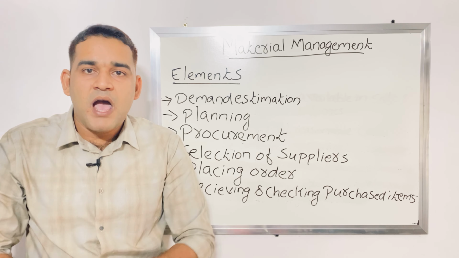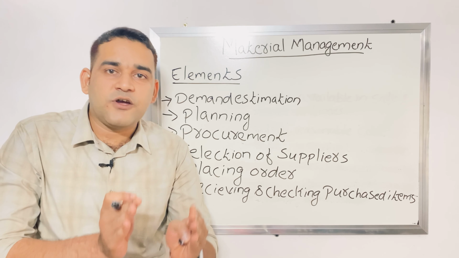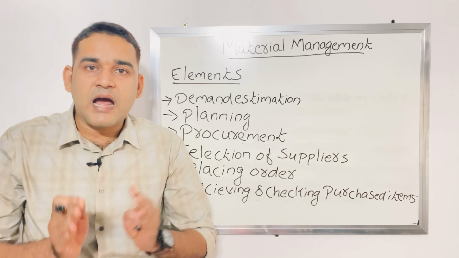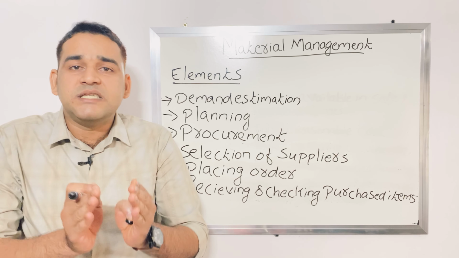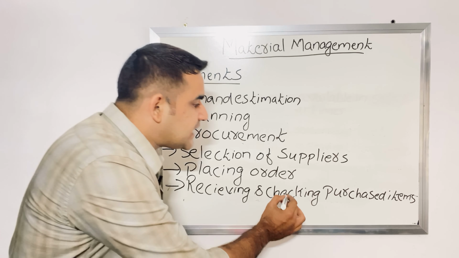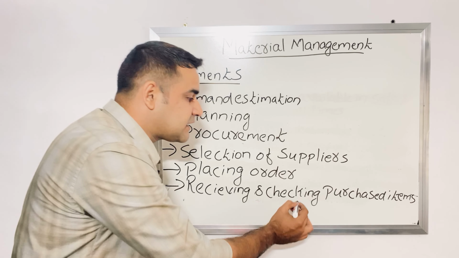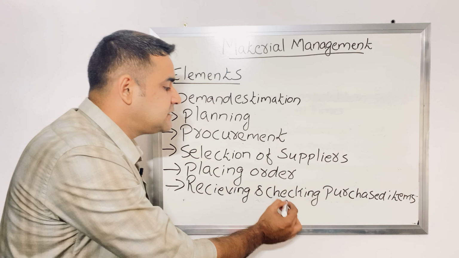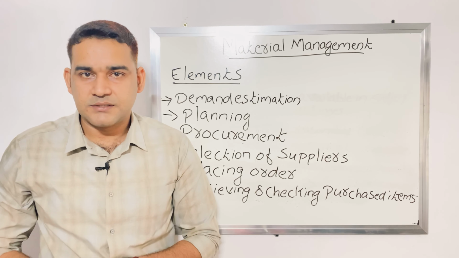You have to receive and you have to check whether the quantity of the item is proper or not, whether the quality of the item is proper or not, and whether any damage is there. That is, you are receiving and checking purchased items. You have to receive the item as well as check regarding the quality, quantity and any damage. That is the next element.